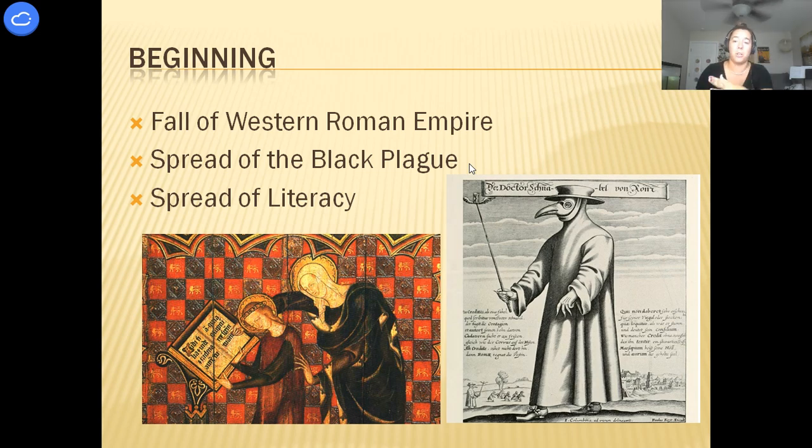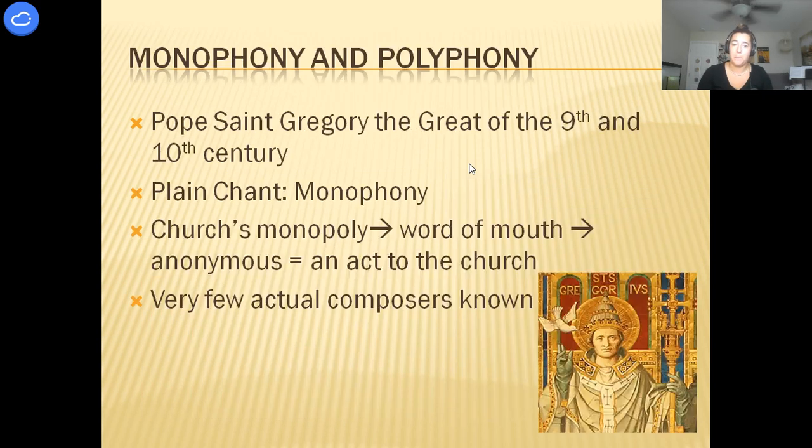So the picture on your right was how they were protecting themselves from the Black Plague. The picture on the left is showing how actually the Bible was one of the biggest ways that women in that time period were able to start becoming literate via the use of the Bible. Okay? All right.